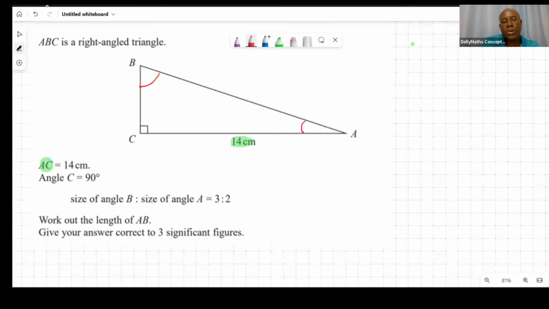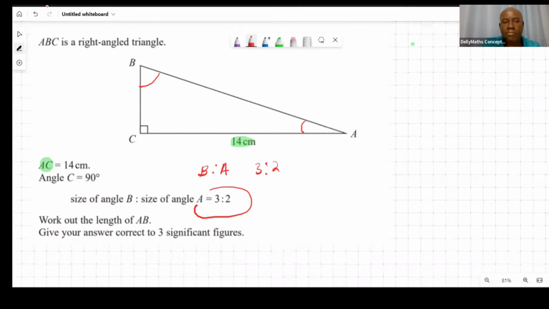All right. So the question wants us to work out the length of AB. So our intention is to find this side right there. Now, what we're going to have to do is use the ratio between angle B to angle A, which is 3 to 2. We're going to utilize that to help us know the angles at A and B, and then solve the problem that we were asked to solve.